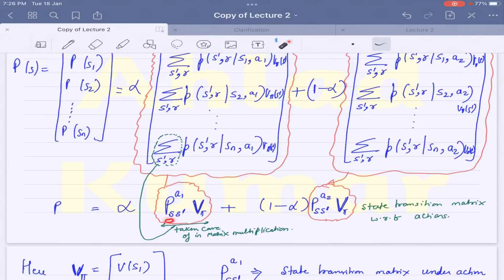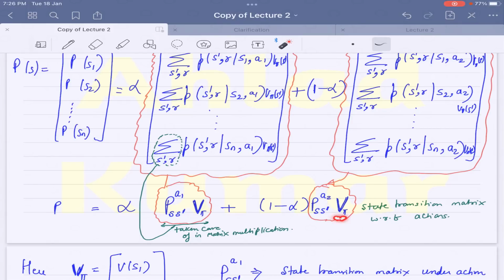So this is the state transition matrix, but the only difference between this matrix and the matrix that we had earlier is that the state transition matrix here will be specifically dependent upon the specific action which you are taking. So this state transition matrix will be written for a specific action A1. So it's an action dependent state transition matrix. Similarly, this one will also be an action dependent state transition matrix, and the action here is A2.